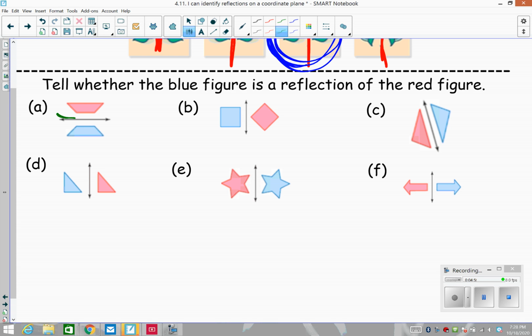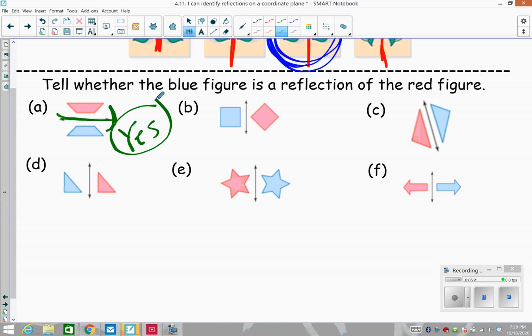So here's my line of reflection. Does it appear that we flipped over the line of reflection? Yes, it looks like it's flipped. Does it appear to be congruent? Same size, same shape? Yes. Does it appear that if we were to fold it, it would land right on top? Yes. So we're saying yes, that looks like a reflection. If you've not tried the rest, please do that right now.